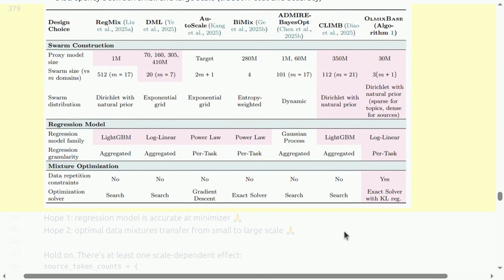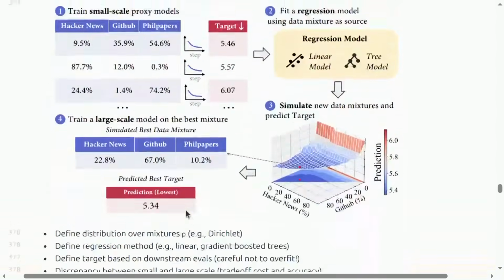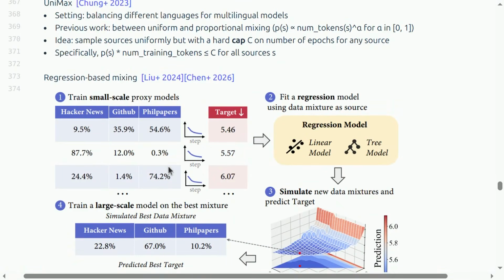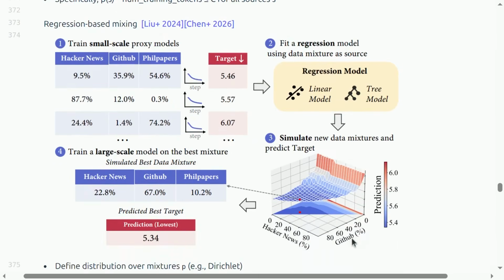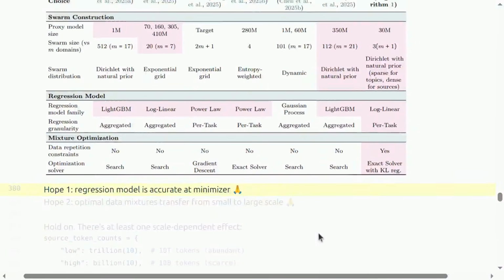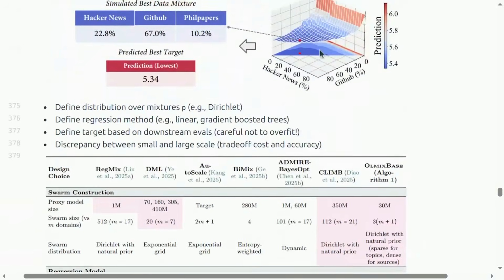Okay, so there's two leaps of faith here that you just have to be very careful of. The first is that the regression model was trained on a bunch of these small proxy runs, and you're optimizing this. So the hope is that at the minimizer, your optimal data mixture, the regression model is still accurate. You have to be very careful because if you, let's say, sample a random mixture, you'll probably be fine because of classic generalization.